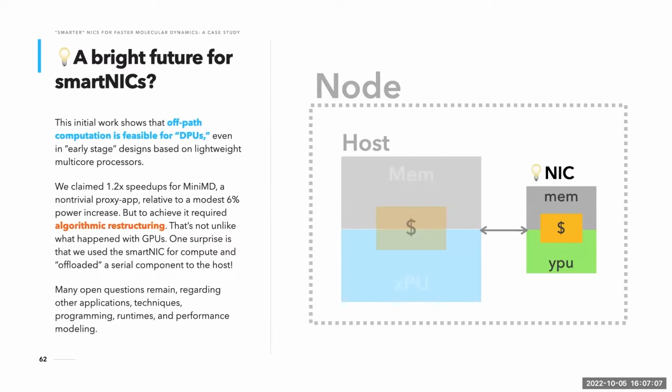The main conclusion is that off-path execution for HPC-type applications is feasible at a modest cost in terms of system power. The catch is that we will need to rethink algorithms and configurations. Looking forward, there is a lot of new work to be done. These include new applications, new algorithmic techniques, new programming models and runtime systems, and performance models to help us decide when and how to use the general-purpose processing capabilities of DPUs. With that, I thank you for your time and attention.